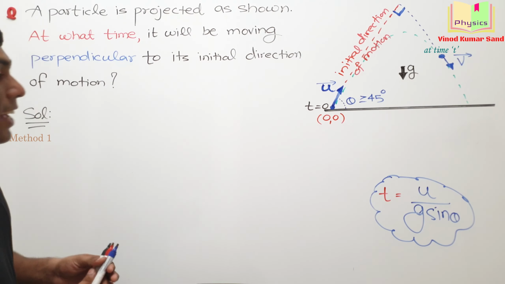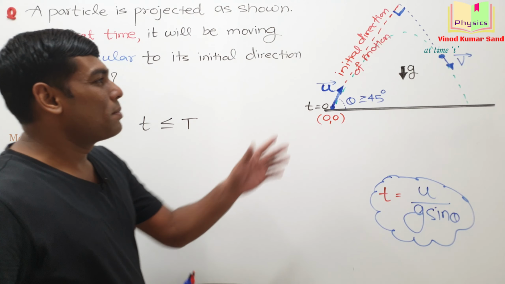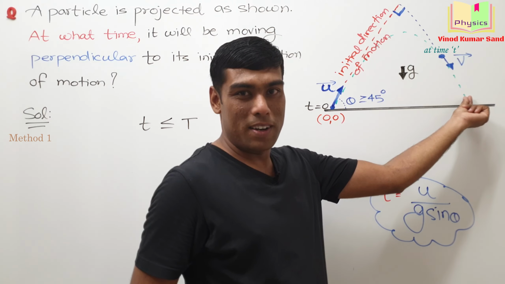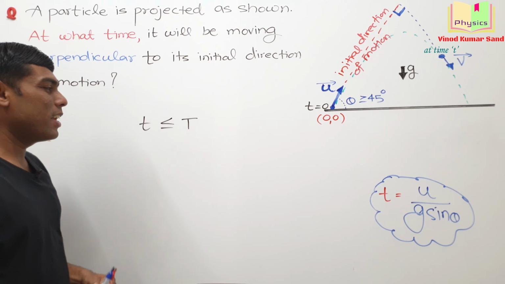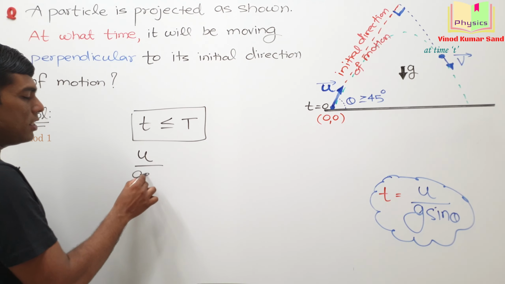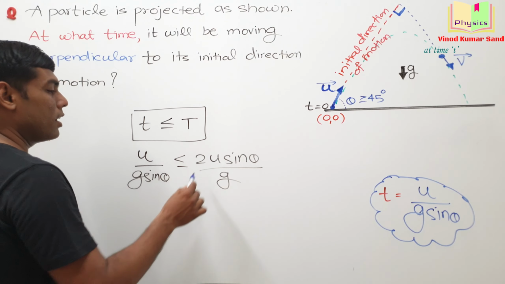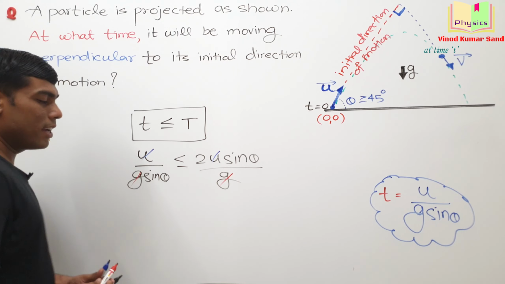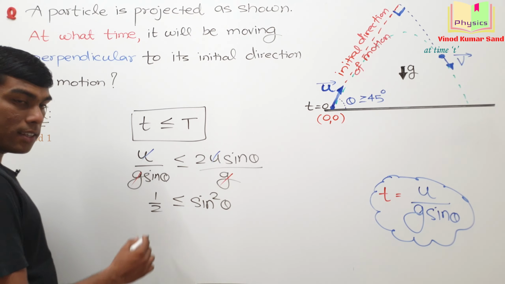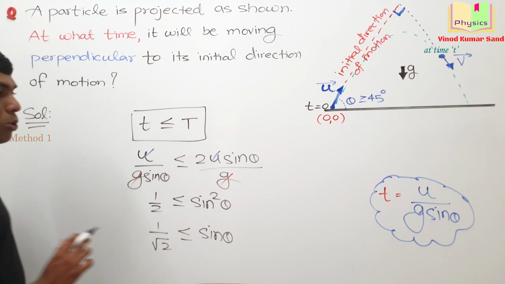Let's prove this condition. Obviously, this t should be less than or equal to the time of flight. Do you agree? Because this point might happen here, here, somewhere here, or maximum up to here, this condition should hold. So the small t should be less than or equal to the capital T, the time of flight. Small t is u by g sine theta, and capital T is 2u sine theta divided by g. Here u gets cancelled out, g is also cancelled out, so we get the condition 1 by 2 is less than or equal to sine square theta. Taking root on both sides, 1 by root 2 is less than or equal to sine theta. Do you agree with these conditions?